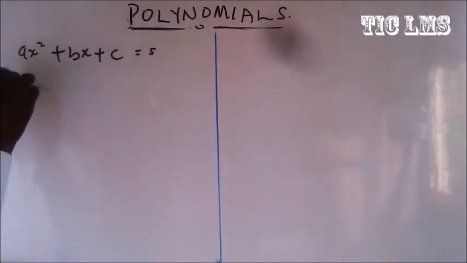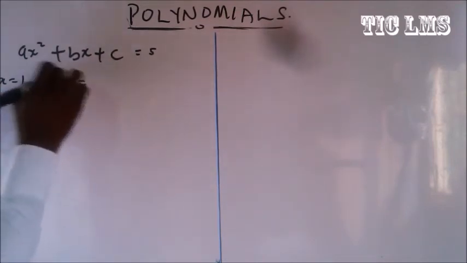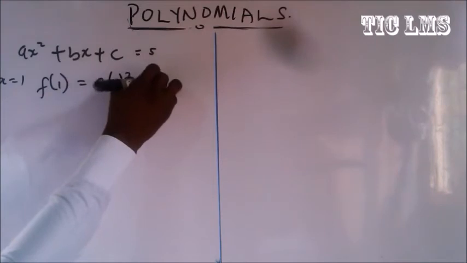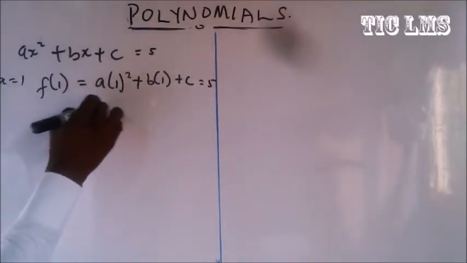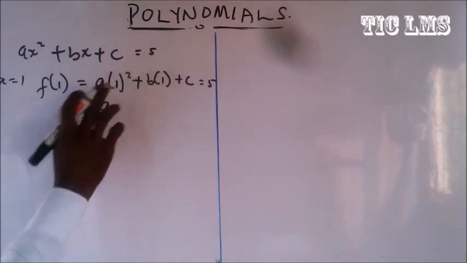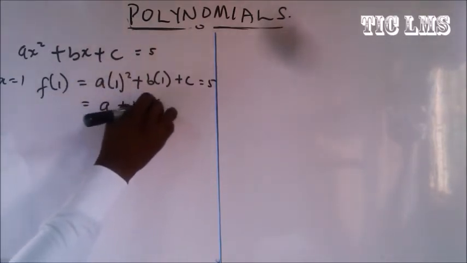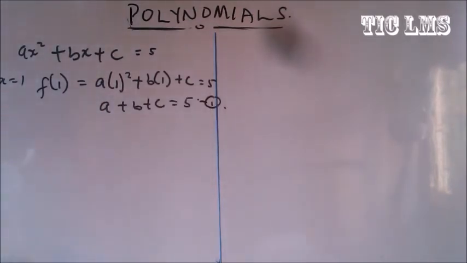So if x equals 1, we are going to have f of 1 equal to a times 1 squared plus b times 1 plus c. That will give 5. So that is a, since 1 squared is 1, 1 times a is a, plus b plus c equals 5. So we have this as a first expression.